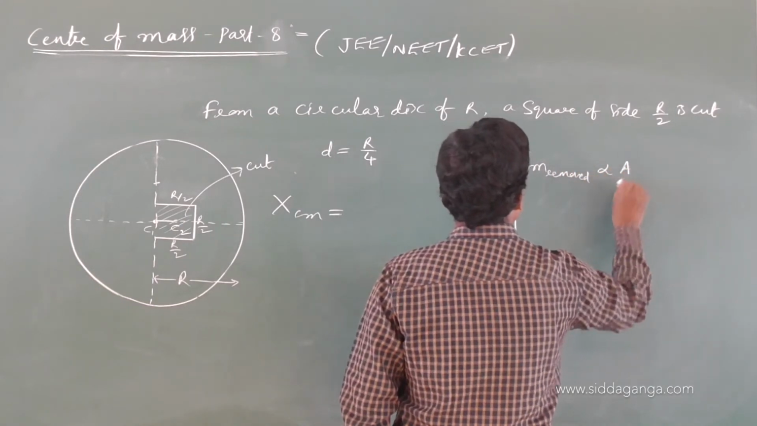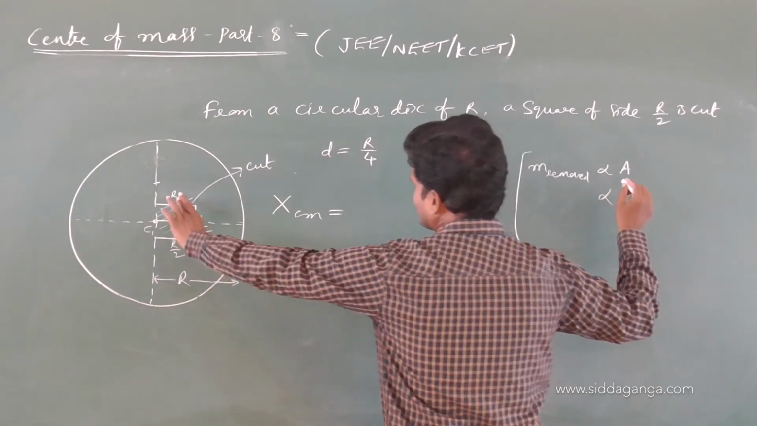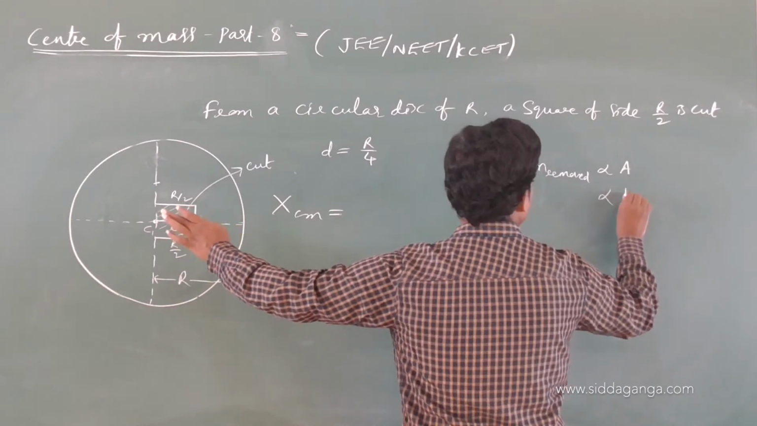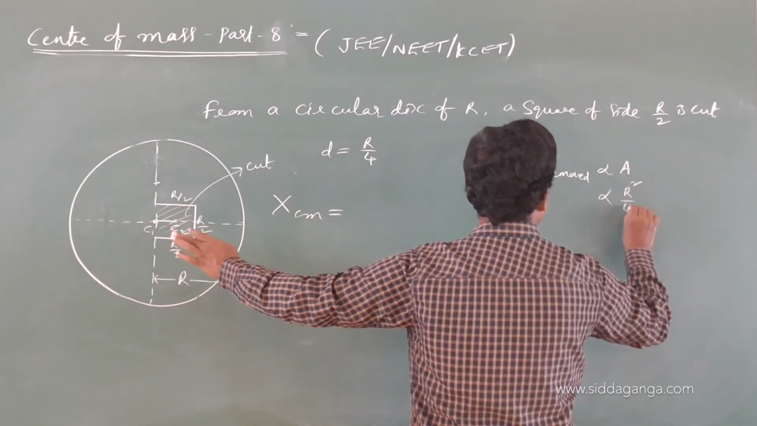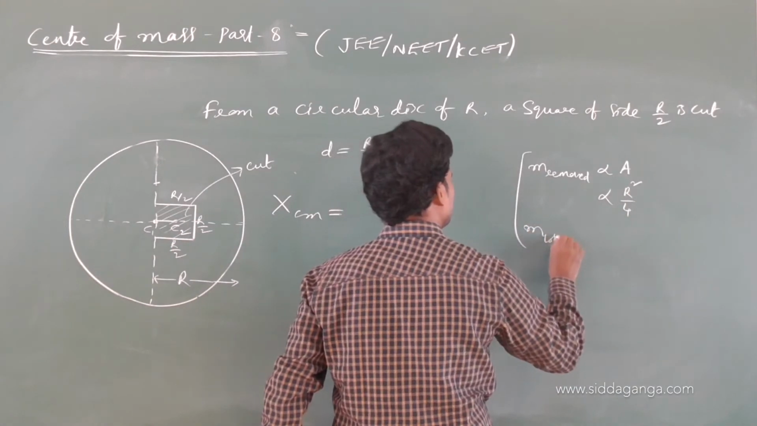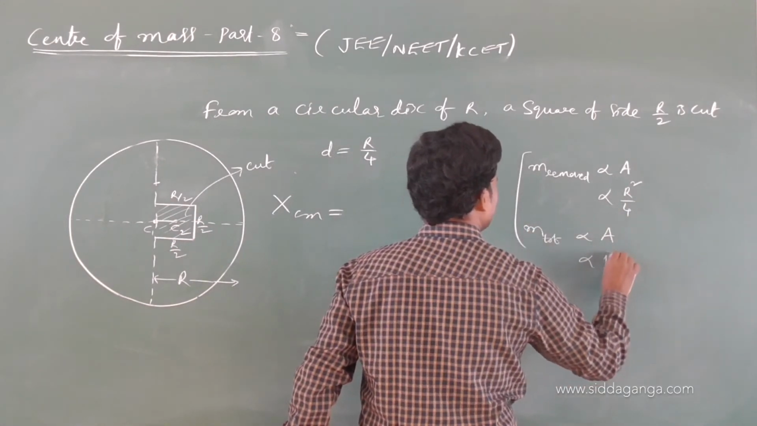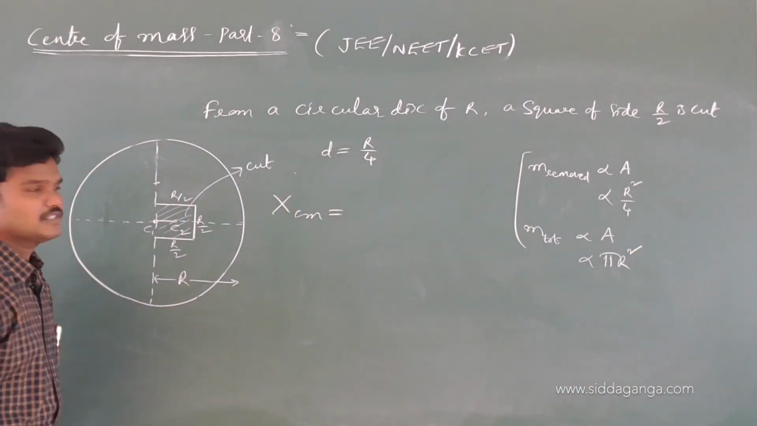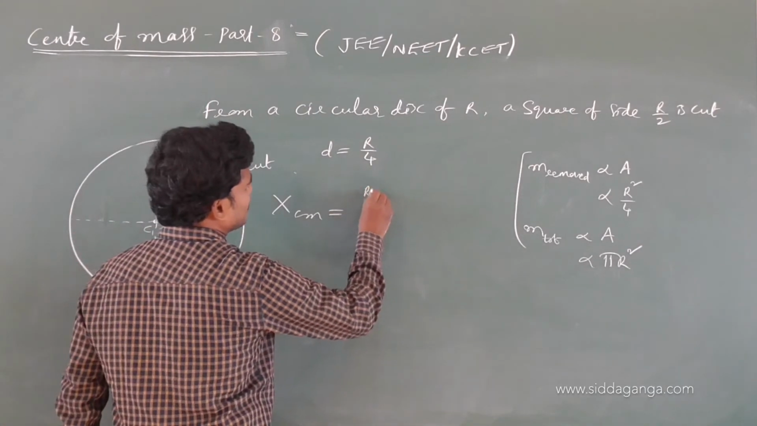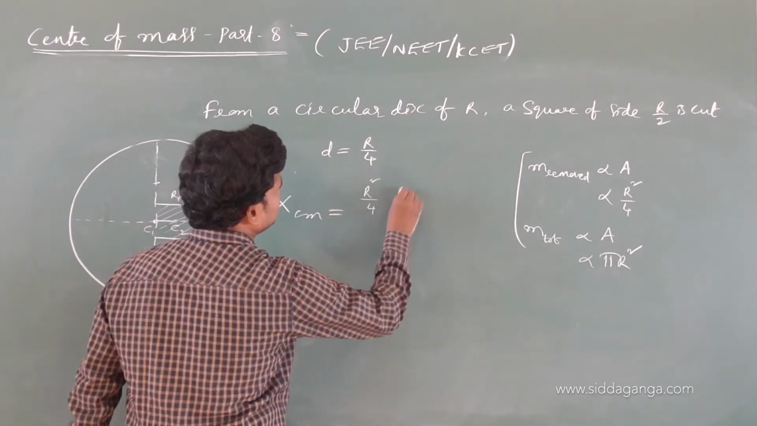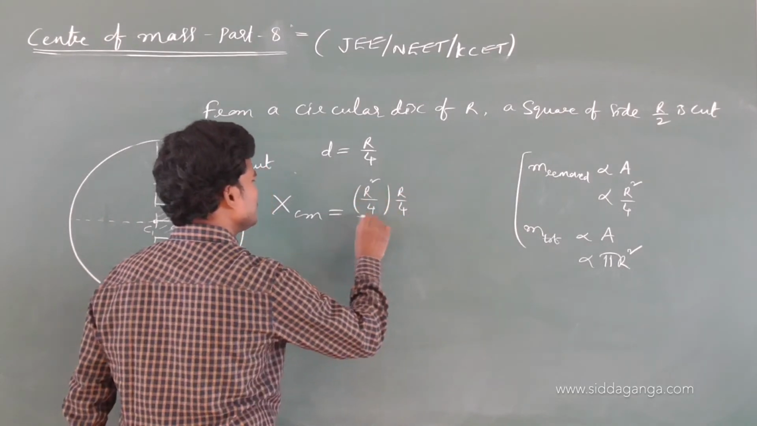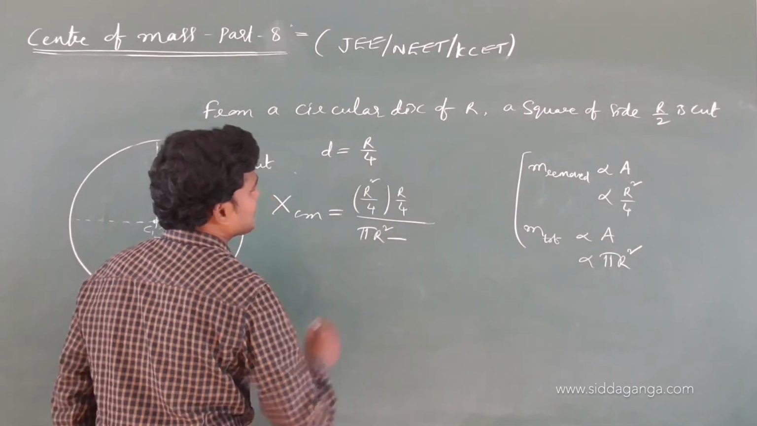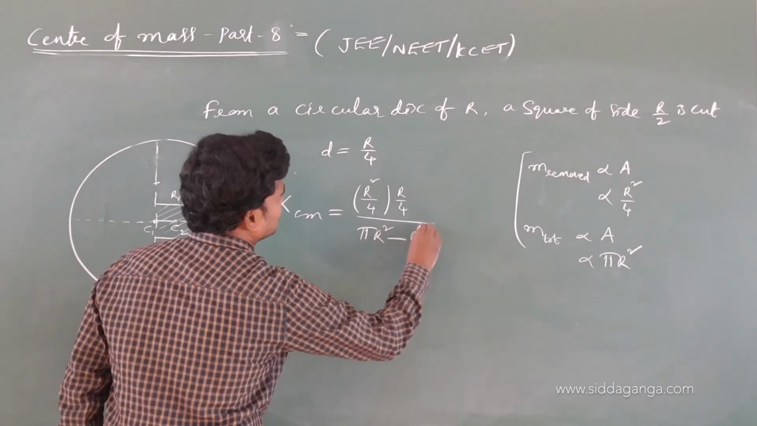Mass removed is proportional to area. So what is the area? The removed part is a square, so side into side, r by 2 into r by 2, r square by 4. Total mass is also proportional to area, that is pi r square, because one is a circle, the other is a square. So removed is r square by 4, distance is r by 4, removed into distance by total, which is pi r square minus removed r square by 4.